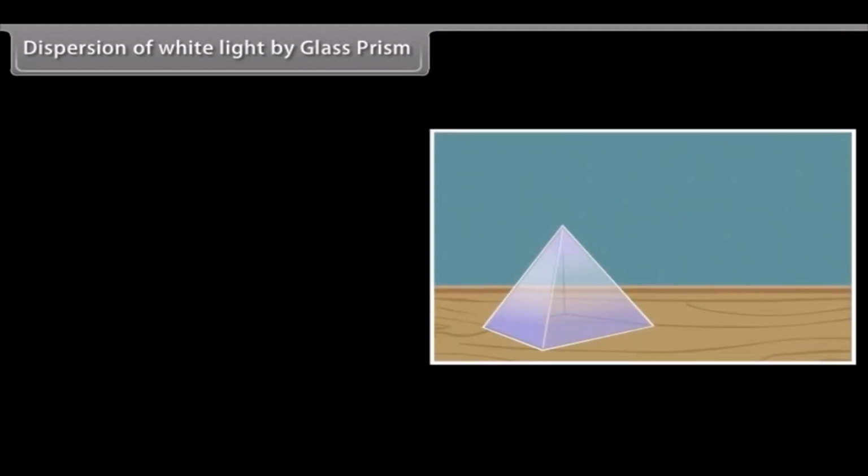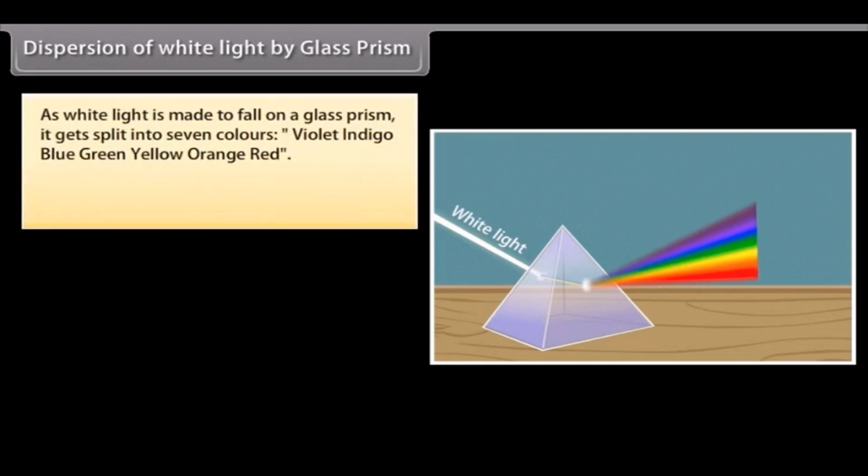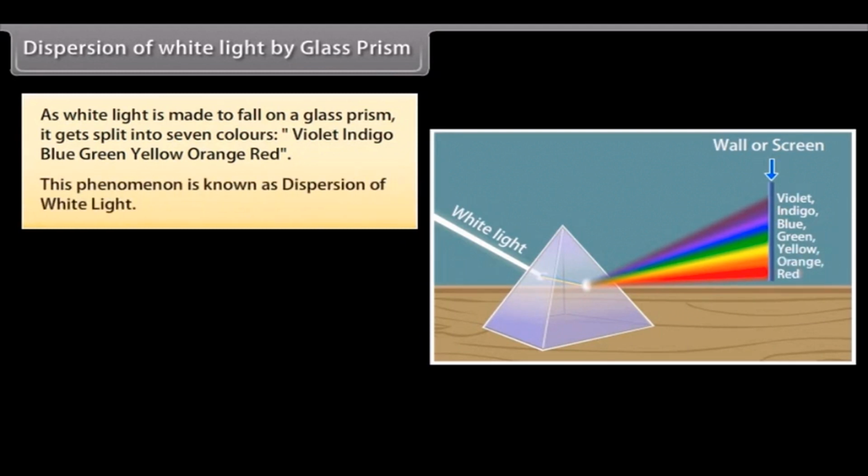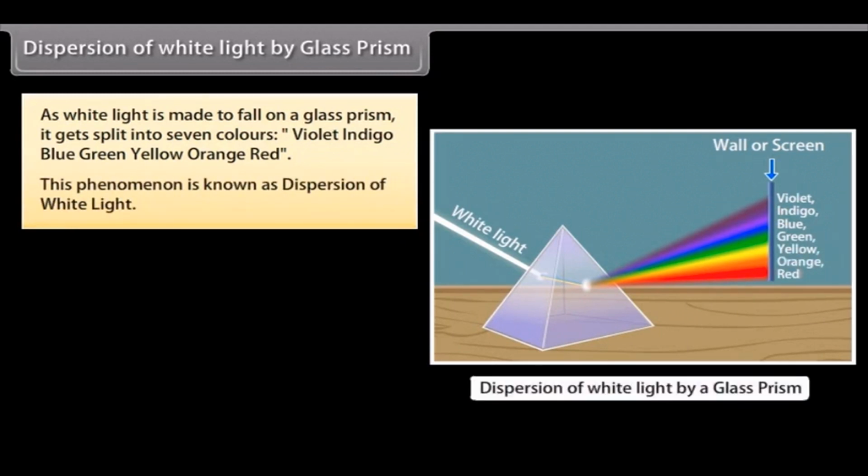Dispersion of white light by a glass prism. Now we shall discuss what will happen if we make white light incident on the glass prism. As white light is made to fall on a glass prism, it gets split into 7 colors: violet, indigo, blue, green, yellow, orange, red. This phenomenon is known as dispersion of white light.